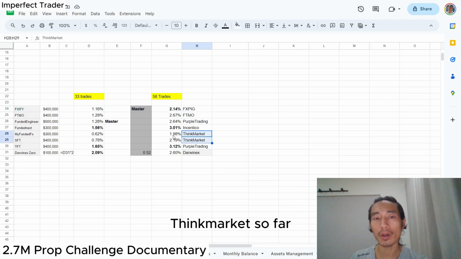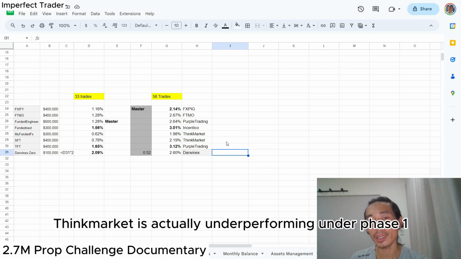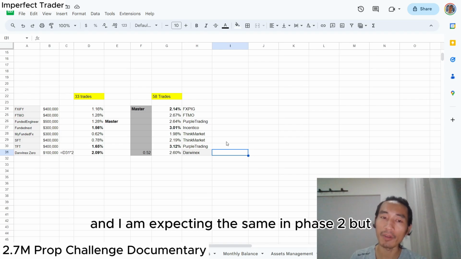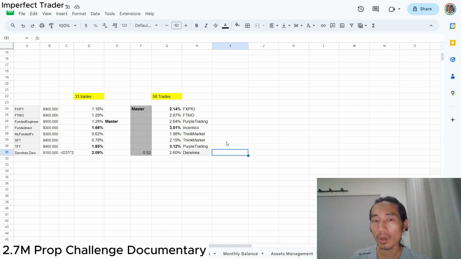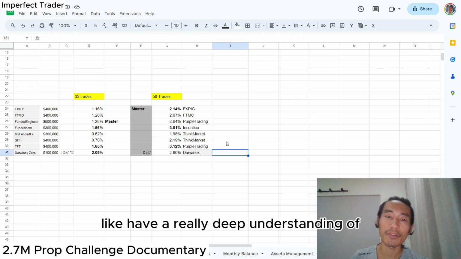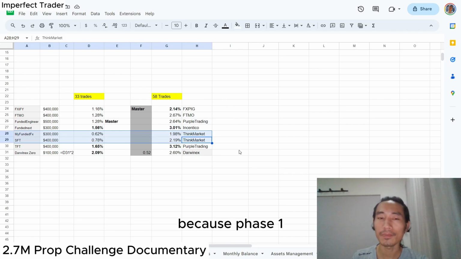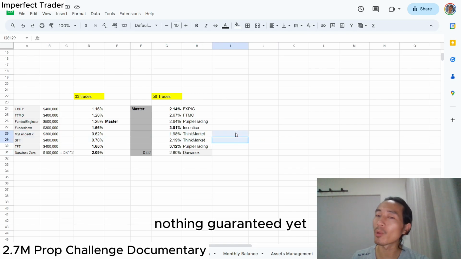Pink market so far is performing similarly. We saw Pink market underperforming in phase 1, and I am expecting the same in phase 2. But we may have to wait until the funding phase to have a really deep understanding of how they are going to perform compared to other firms, because phase one is not a warranty yet.